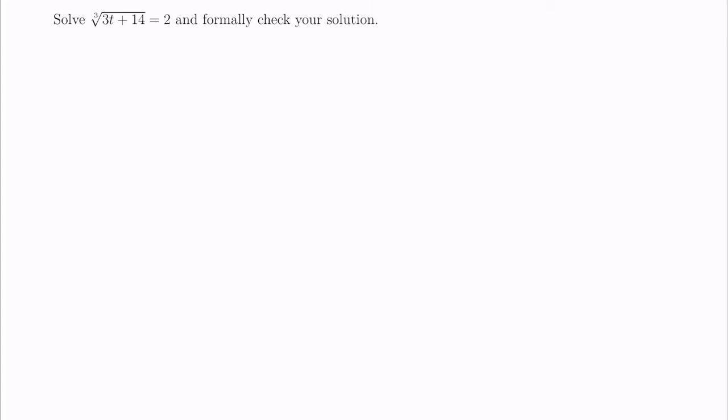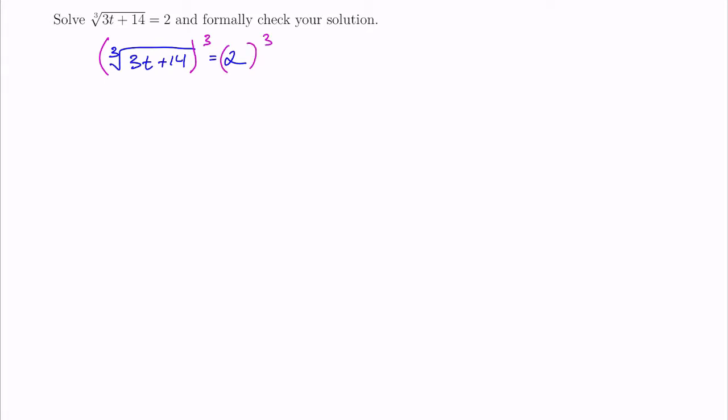The first step in solving the equation, the third root of the quantity 3t plus 14 equals 2, is to make sure that we have a radical term isolated. The equation we were given had the radical already isolated on the left side of the equation, so we'll now try to remove that radical using the opposite operation. The opposite of taking the third root of something is raising something to the third power. So we will raise both sides of this equation to the third power.